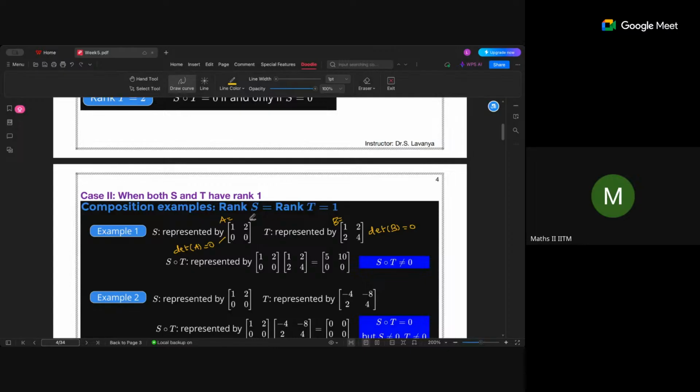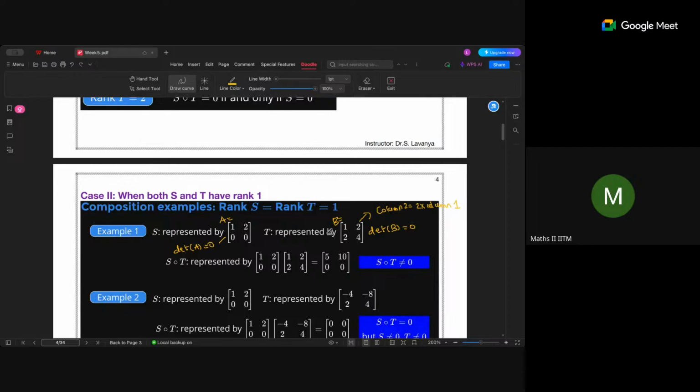But how is the rank 1? You just look at the number of linearly independent rows or columns. Here you see only one non-zero row. So straightforward rank is 1. Here you see that column 2 is 2 times of column 1. Agreed? Clear, right? So you see that only one linearly independent column, so the rank is 1.